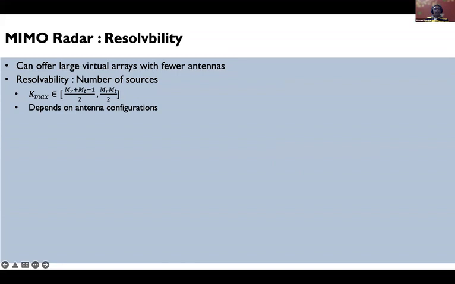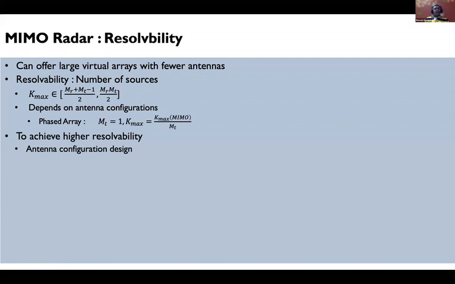For example, if I use a phased array, essentially MT is the number of distinct transmissions. So I should qualify, it's not the number of antennas, but the number of distinct waveforms we transmit. In a phased array, we only have MT equals 1, and then you could show that the number of sources that you resolve with a phased array is 1 by MT times the sources that you resolve with a MIMO radar in that particular configuration. So to achieve higher resolvability, or to distinguish more sources, I need to have a particular antenna configuration.